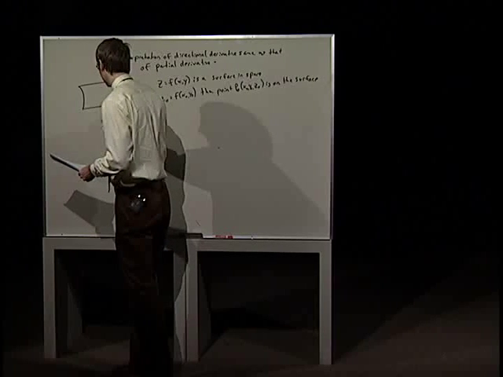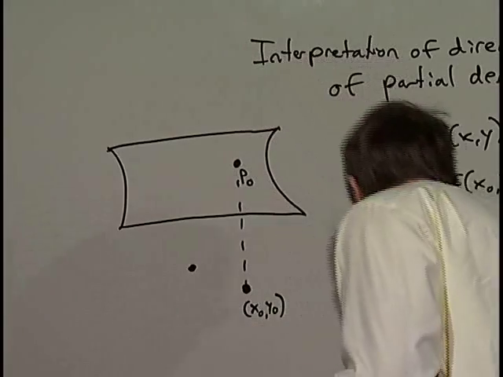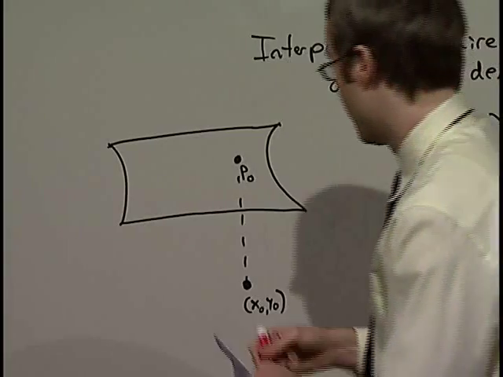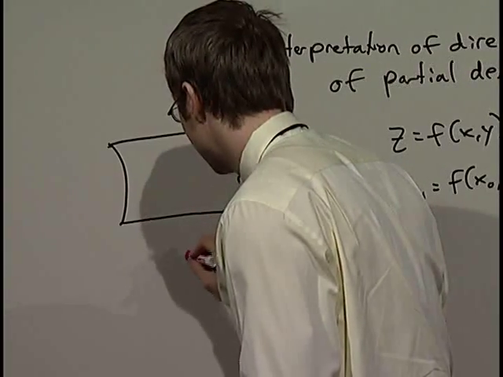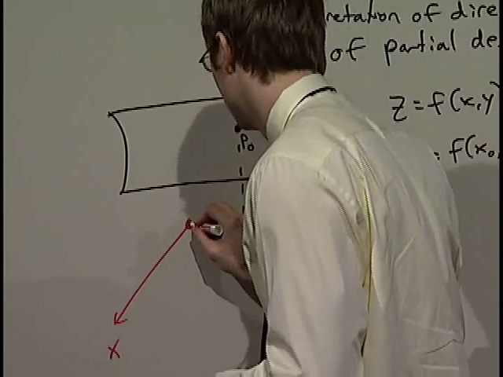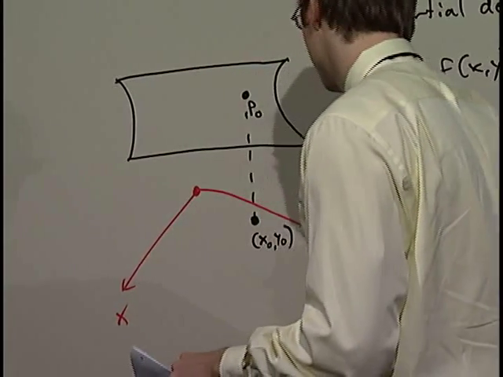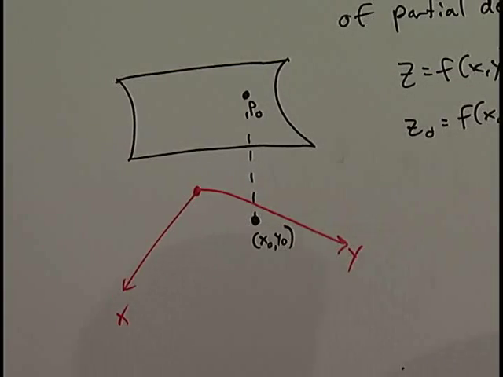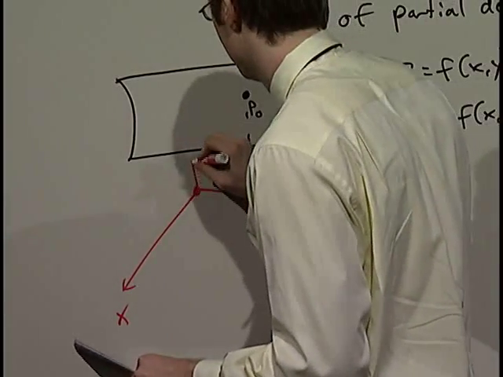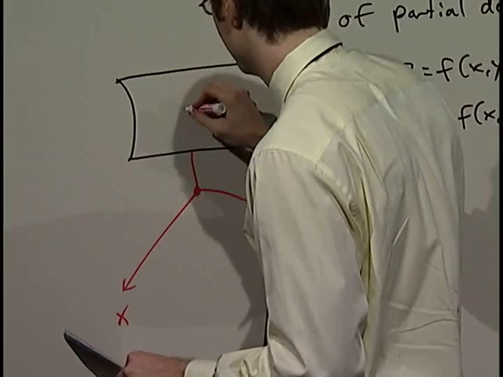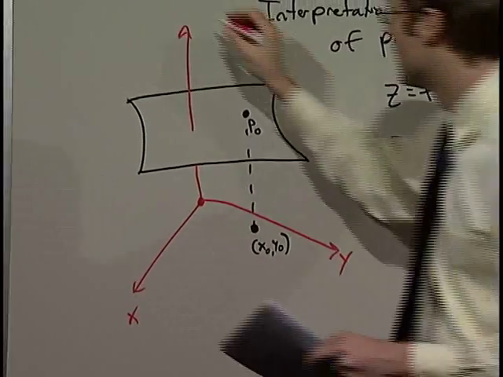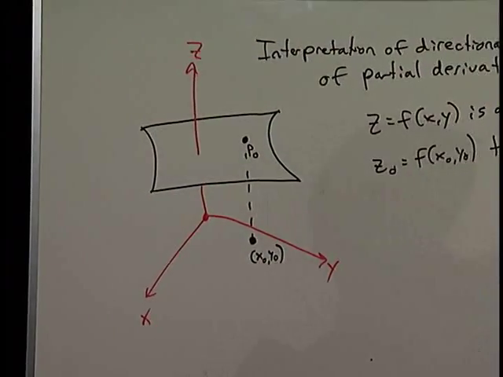So this thing is lying above the xy plane. So maybe there's the origin. Actually, let me draw the axes in red to make this look better. So maybe we'll draw the axes like that. So there's the origin. Something like that, right? So there's a point in the xy plane, and this is going to cut through, maybe like that. So there's your surface, right, lying above the xy plane.